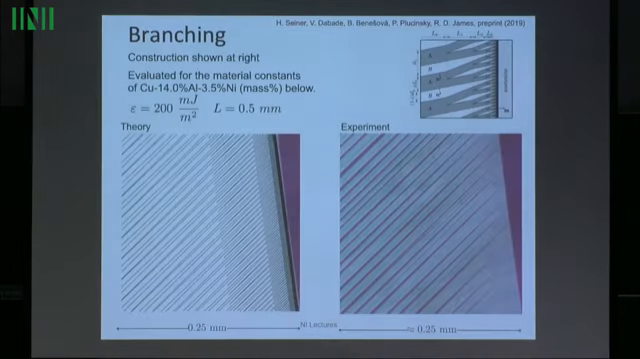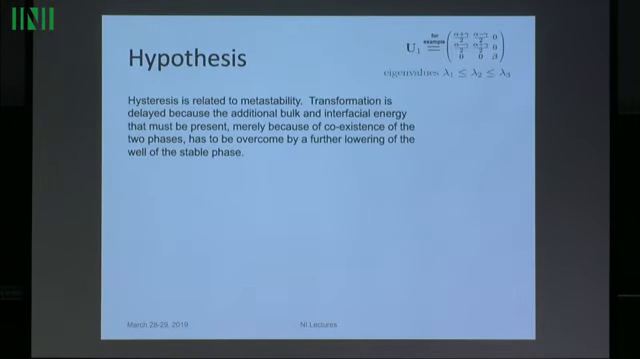So hysteresis could be related to metastability. Transformation could be delayed because the additional bulk and interfacial energy that must be present merely because of the coexistence of the phases has to be overcome by a further lowering of the energy well of the stable phase, as I described. So that's something one could study, and we studied that, and I'll show you a little bit of the theory of that a bit later.